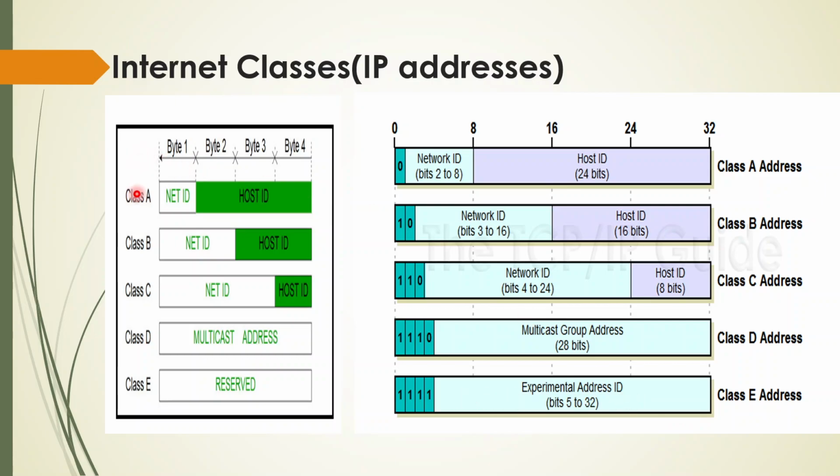So remember: for class A, byte 1 is the net ID and the remaining are the host ID. For class B, 2 bytes are the net ID and the remaining 2 bytes are the host ID. For class C, 3 bytes are the net ID and the last byte is the host ID. Class D is a multicast address and class E is reserved. Also remember that class A starts with 0, class B with 10, class C with 110, class D with 1110 and class E with 1111. So remember this diagram properly.